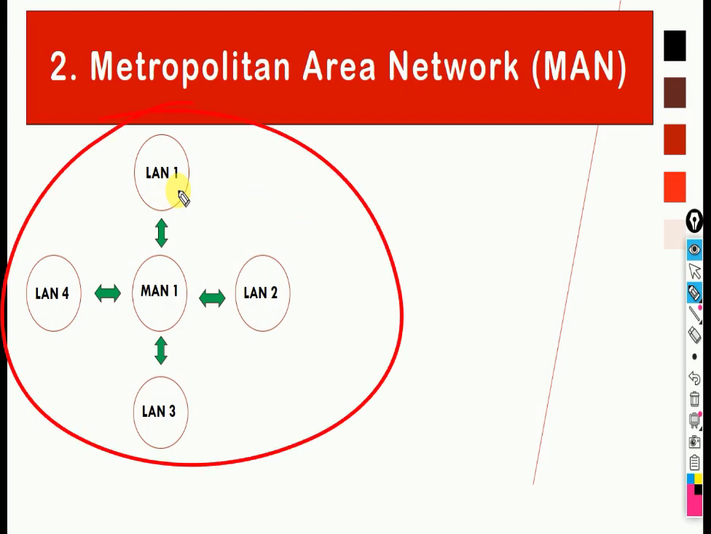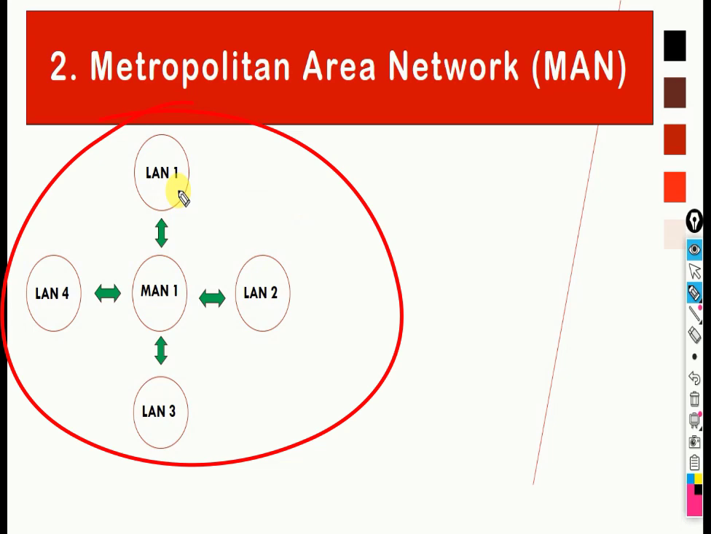There are four local area networks connected to each other. Let's take this as a supermarket, and this supermarket has four branches. Computers in one supermarket will be in one local area network. Similarly, other branches also have a separate local area network. And these supermarket branches must somehow communicate with each other.